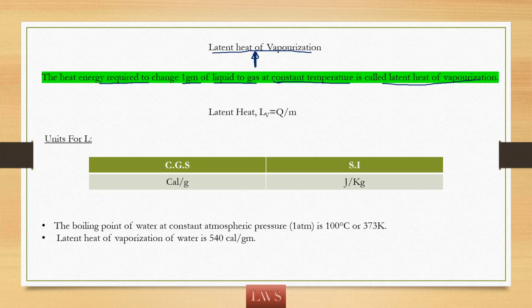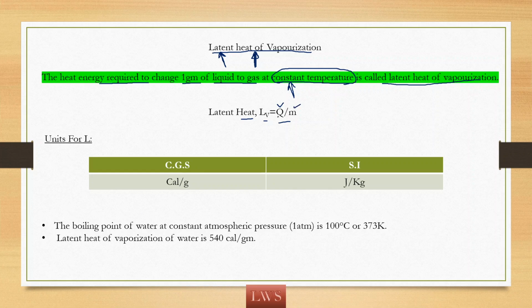So here, what is this constant temperature? This is nothing but the boiling point of the liquid. So here, the boiling point of water. When water reaches boiling point and we supply latent heat, the water will convert to the gaseous phase. So latent heat is given as L equals Q by M, where Q is the heat, M is the mass.